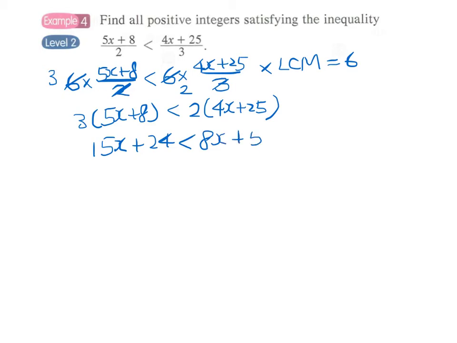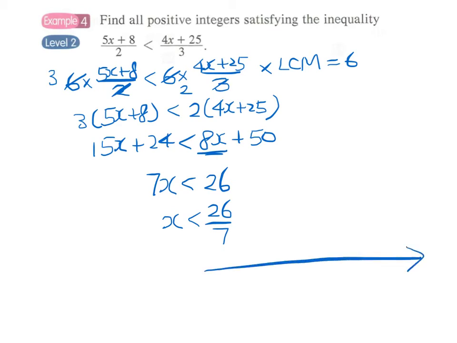And again, we come to a step where we have to move all the x towards one side of the inequality. Therefore, we move minus 8x to the left-hand side so that the left-hand side becomes 7x. And the right-hand side will become 50 minus 24. This will be 26. So the final answer is x is less than 26 over 7. Again, draw the number line to help us to visualize the answer.